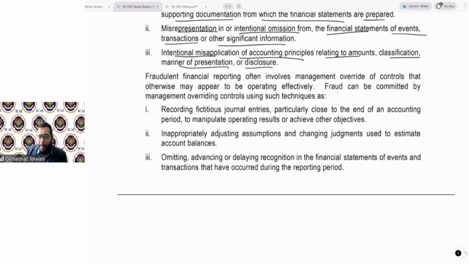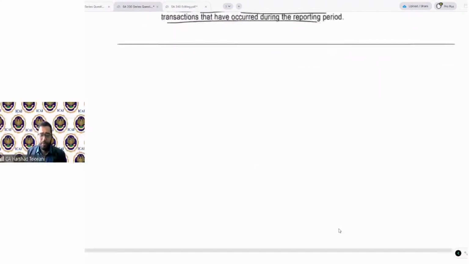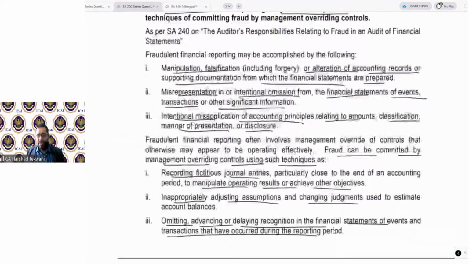So fraud can be committed by management overriding controls by using techniques such as recording fictitious journal entries, or manipulating operating results to achieve other objectives, inappropriately adjusting assumptions, changing judgments, omitting, advancing, or delaying recognition in the financial statements of events or transactions that have occurred during the reporting period. So these are certain examples of management override of controls.